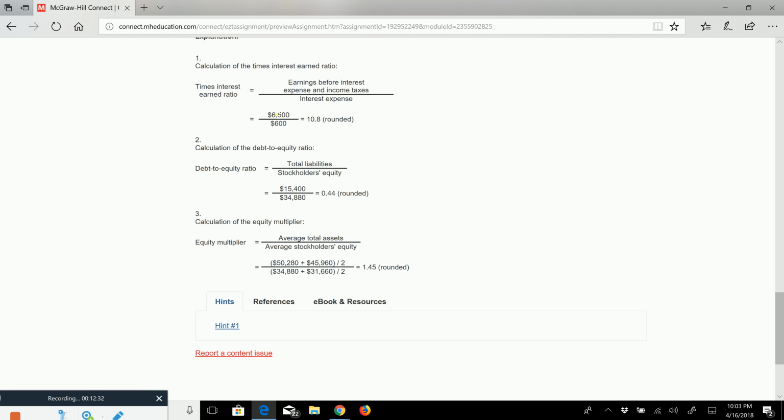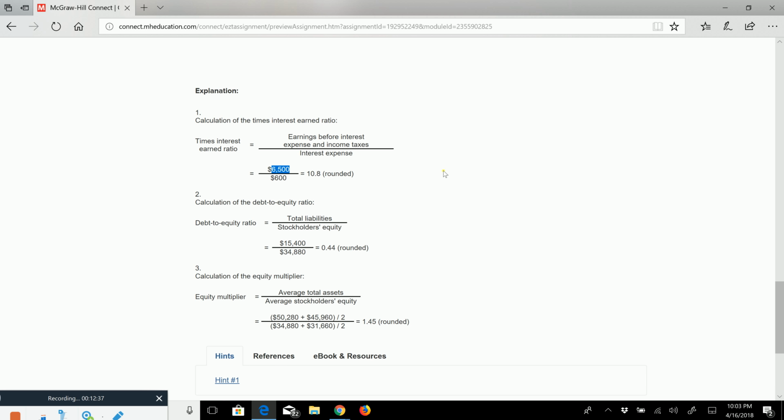All right, you can see $6,500. That is basically your net operating income. And your denominator is going to be interest expense. You can see that the earnings is 10.8 times higher than the interest expense. This is healthy. This tells the bank that this company can afford to keep paying the interest on the loan.